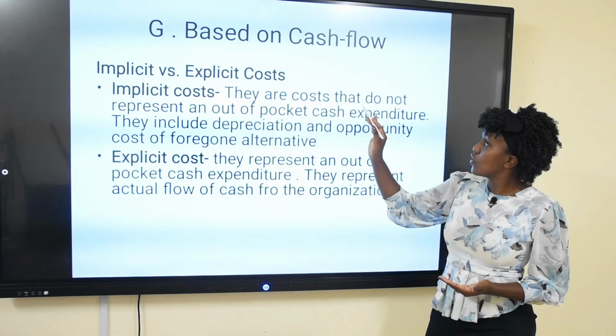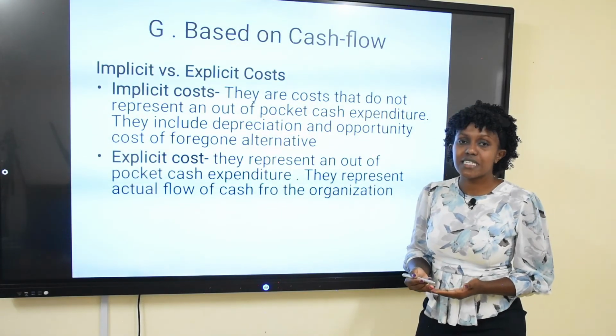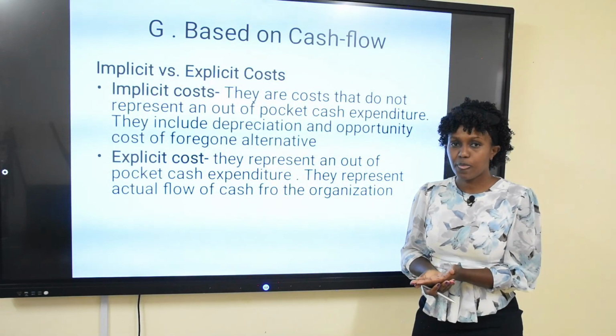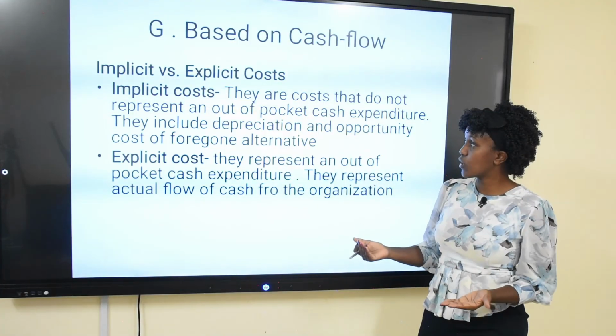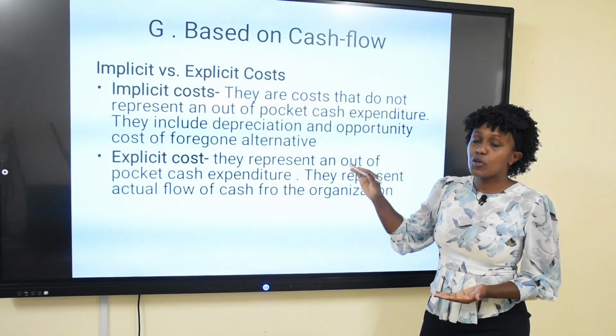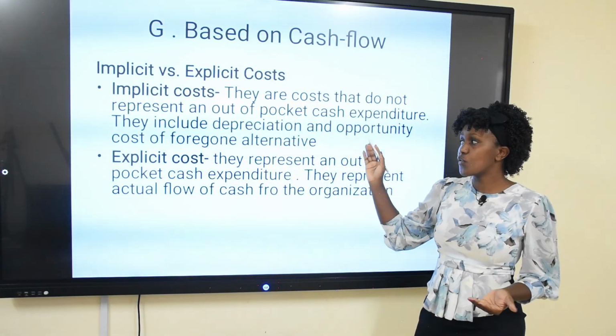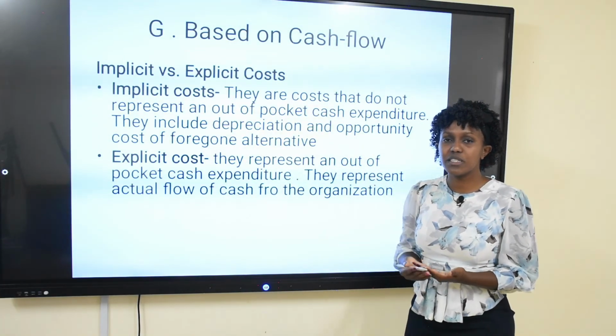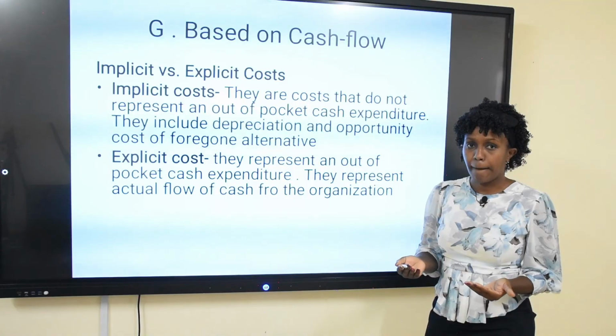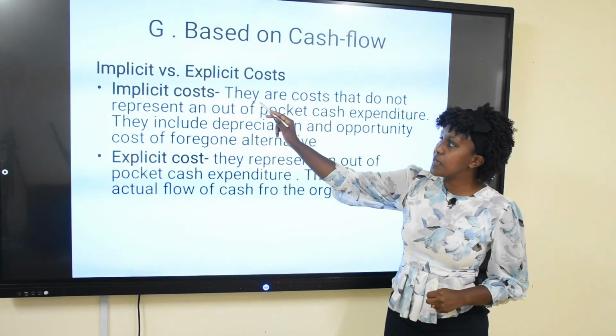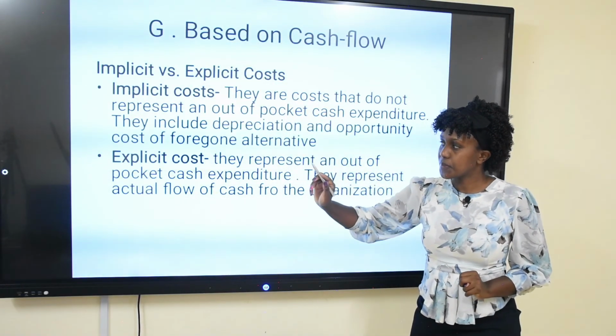So implicit costs are costs that do not represent out-of-pocket expenditure. There is no money out of the pocket. Again, opportunity costs, we consider them when you're making decisions, but they're just the cost of the foregone alternative. They do not represent, again, a cash flow. That is what we mean by implicit costs.